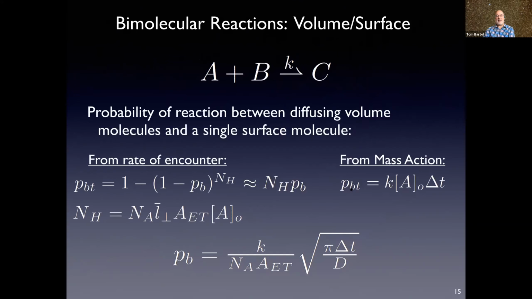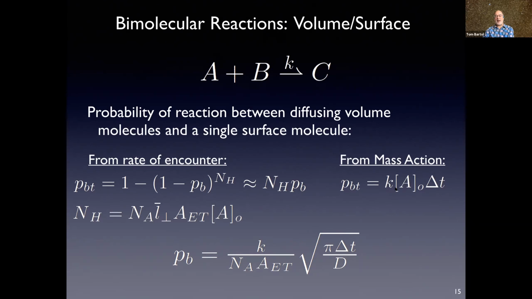From mass action, let's define the probability of reaction, PBT. This is the probability of binding over time delta T for all the molecules of A reacting with a single molecule of B. So because we're talking about reaction with a single molecule of B, we have divided K times concentration A times concentration of B by the concentration of B, so we're talking about a single molecule of B. So we just get K concentration of A times delta T.